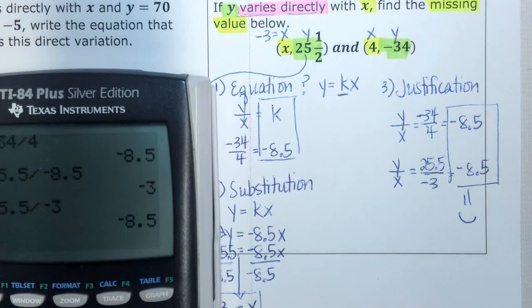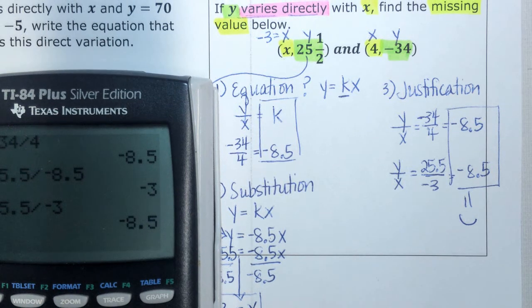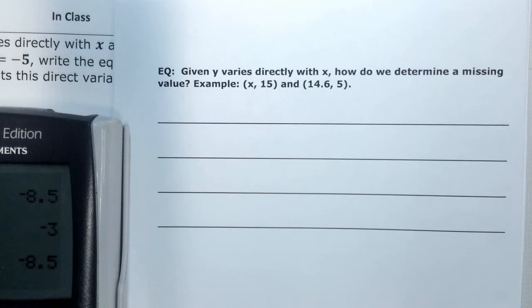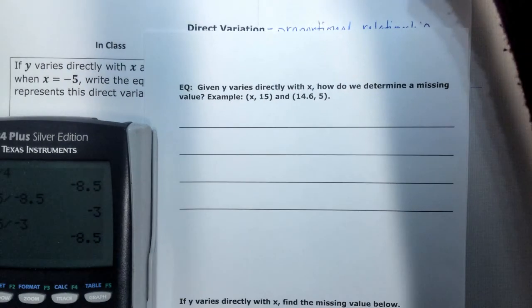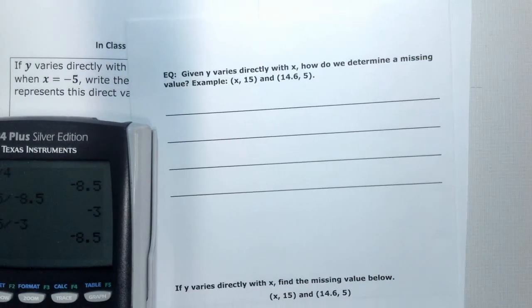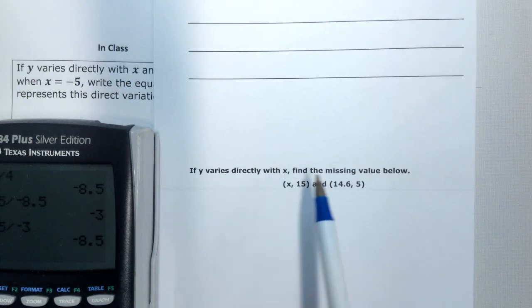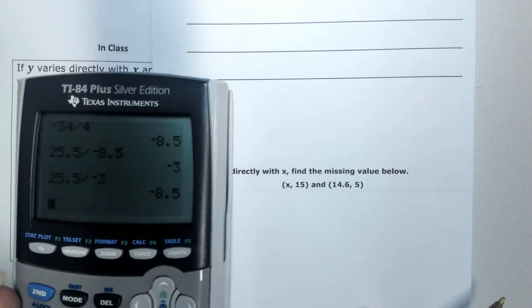Now that we did this problem together, I need you to go on the left side of your ISIN and solve this problem. If y varies directly with x, find the missing value below. Go ahead and do that, and we will share our results in class.